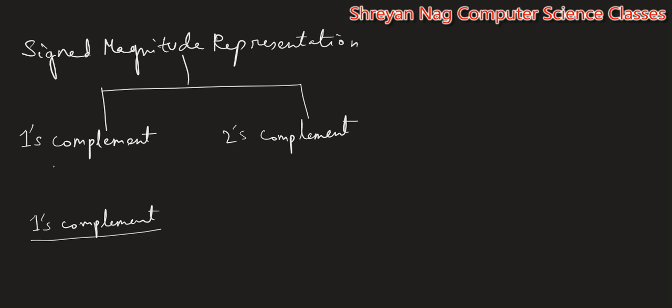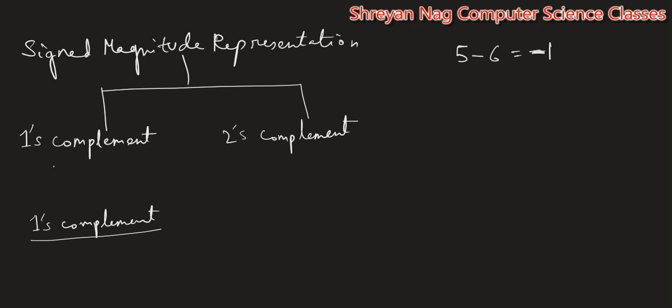Now signed magnitude representation. So what is signed magnitude representation? Suppose in decimal 5 minus 6 is minus 1. In terms of decimal, with the help of this minus sign we can say it is a negative number. But in case of binary values, it is quite difficult to represent it. So we represent the negative values with signed magnitude representation. Signed magnitude representation is of 2 types: 1's complement and 2's complement.